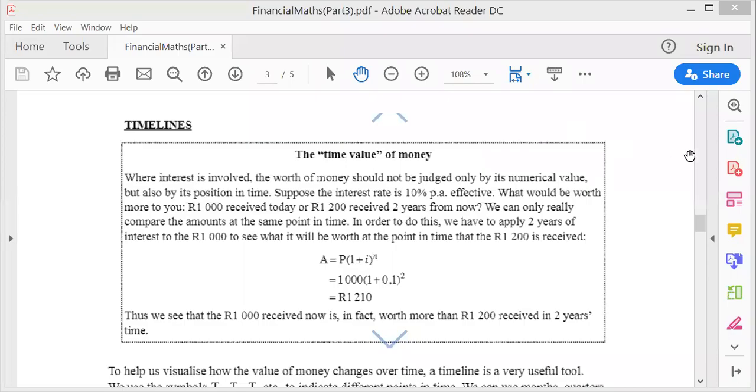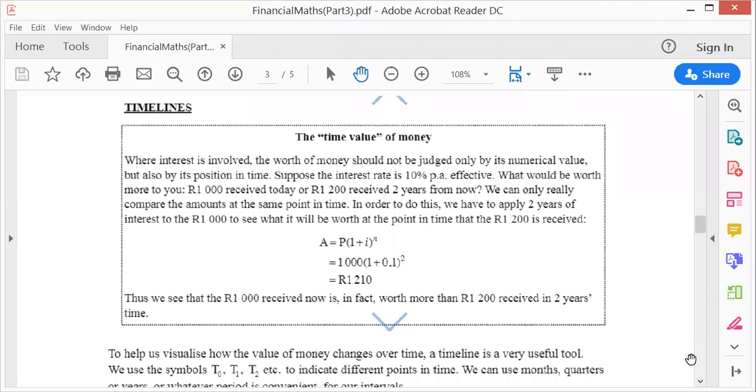Right. So the second part of this handout, timelines. So how do we deal with timelines? Is a timeline an easy way of doing things? Yes. Timelines can really give you a clear picture of what's happening. Look what we have here: the time value of money.